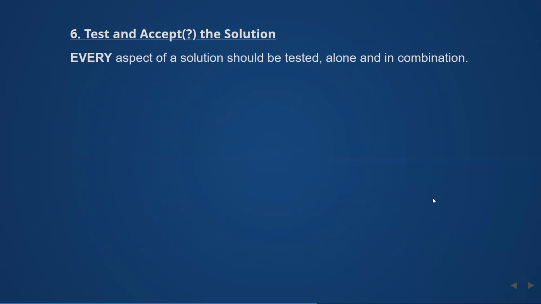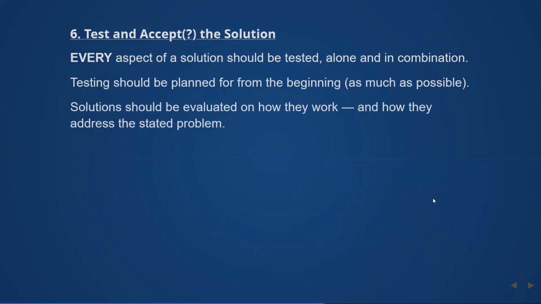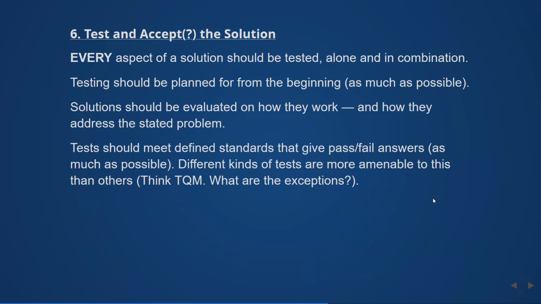And then we do the appropriate testing and acceptance. We should test thoroughly. We should plan for how we're going to test it right from the beginning. Solutions should be judged on how they work, so that's a kind of qualitative way, or that's a quantitative way, and they should also be judged on how well they meet the actual business need. And that can be a little more loose or abstract or nebulous. As much as possible, we want to have defined tests that give yes, no answers, but some kinds of tests are better at this than others.